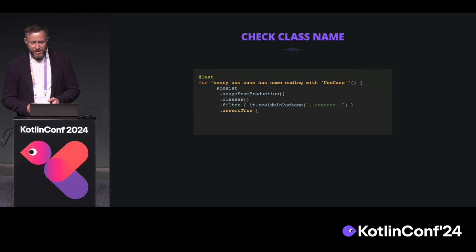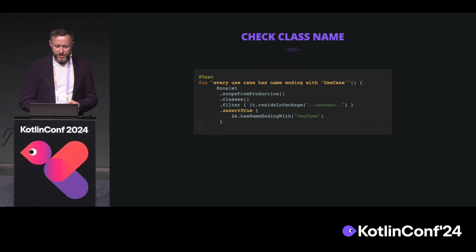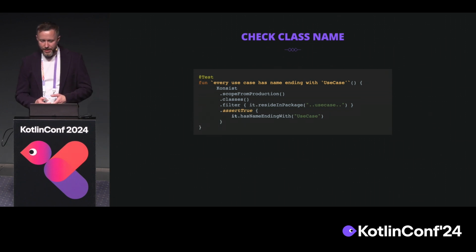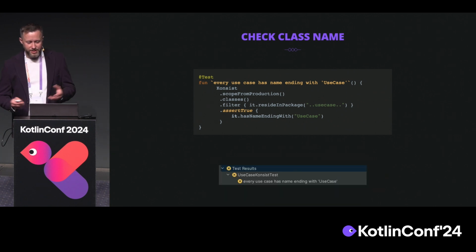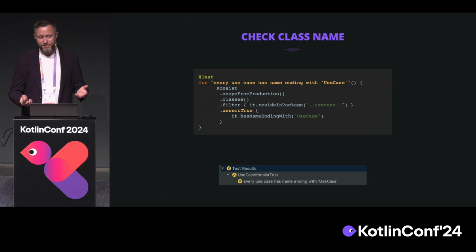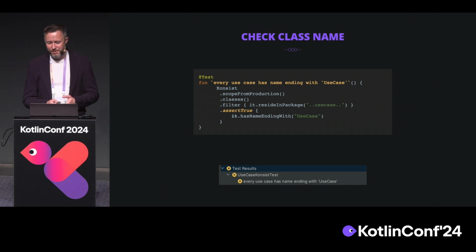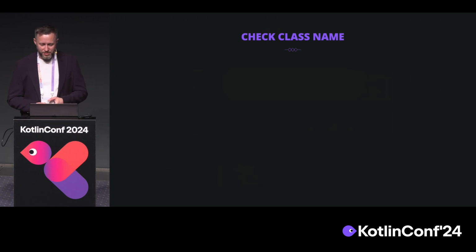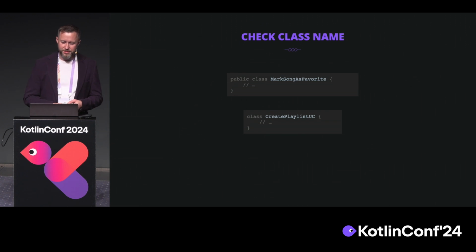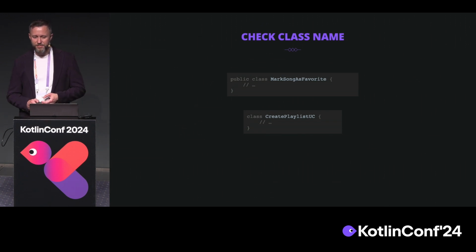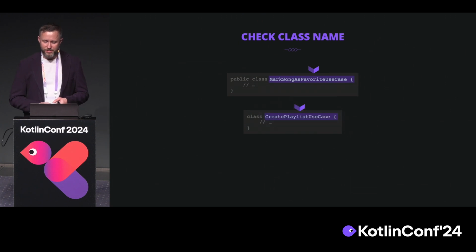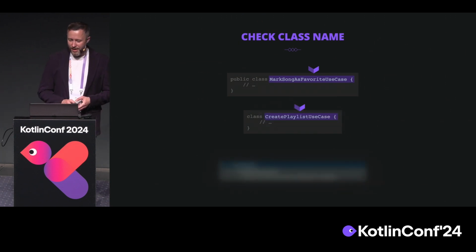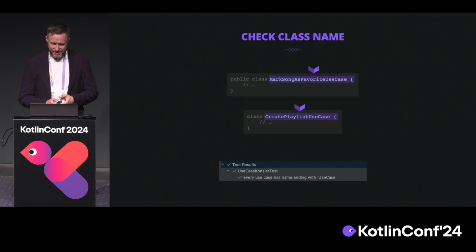Then it was just a matter of writing a simple assertion to verify if every class that exists in the use case package has the name ending with use case. And obviously, the test failed, which was fine in this case, because we have a code base that we need to fix. So in this example, the fix was quite easy. It was just a matter of renaming two classes to add the suffix to the use case name. And the first test was passing.